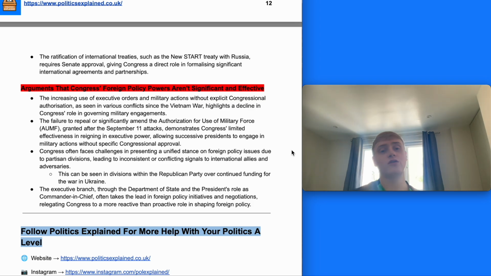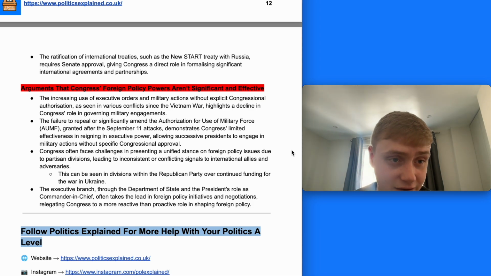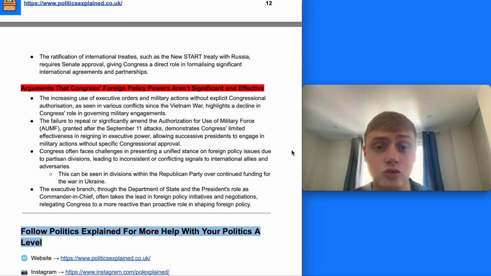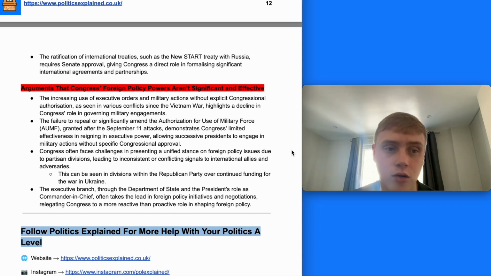In terms of arguments that Congress's foreign policy powers aren't significant and effective, the increasing use of executive orders and military actions without explicit congressional authorization by the president highlights a decline in Congress's role in governing military engagements, and effectively less powers of oversight and the president having greater powers in foreign policy.